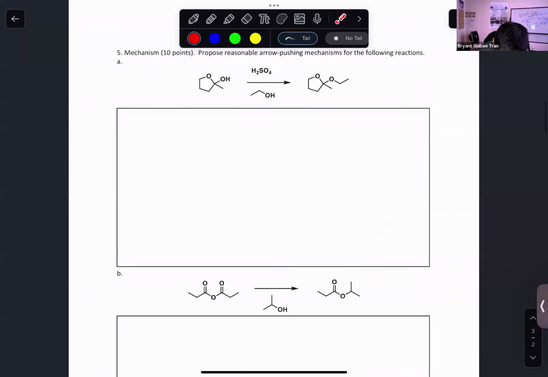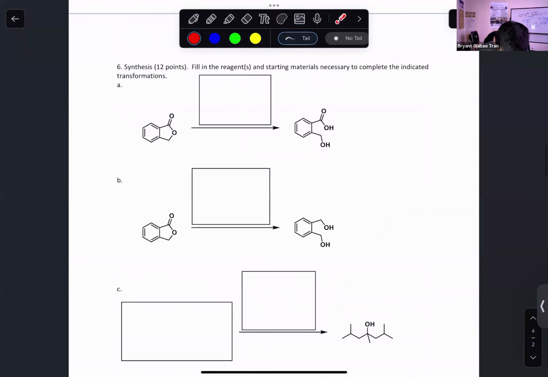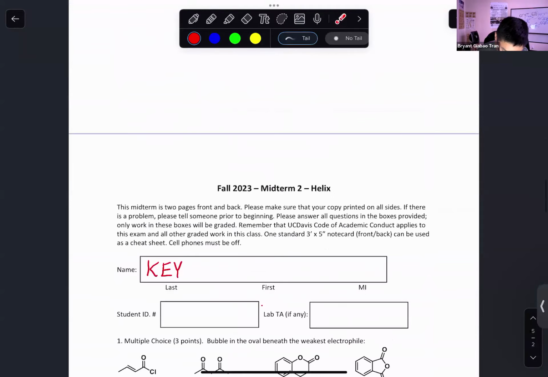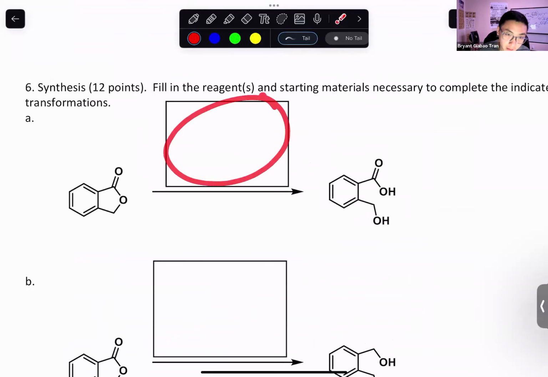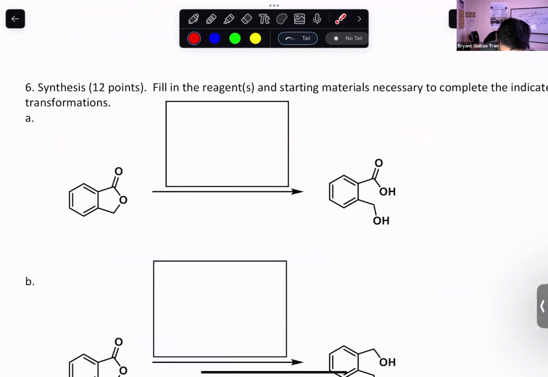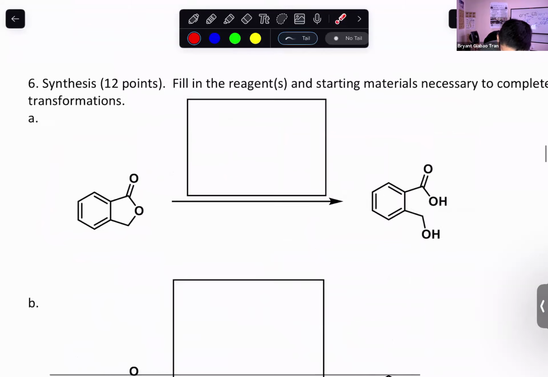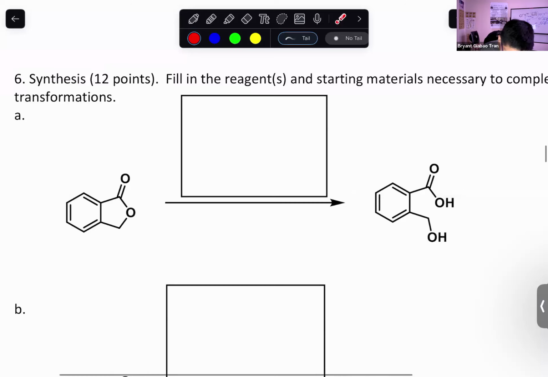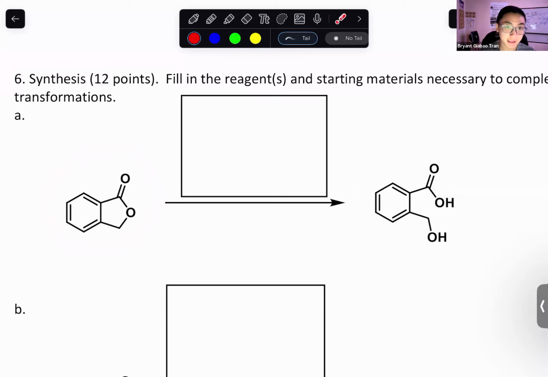So let's work through these synthesis problems, because I think the synthesis problems are probably the hard ones, trying to figure out what reagents are required to transform this reactant molecule into this product molecule, right? What is the functional group that you recognize in the reactant molecule here? What functional groups do you see present?